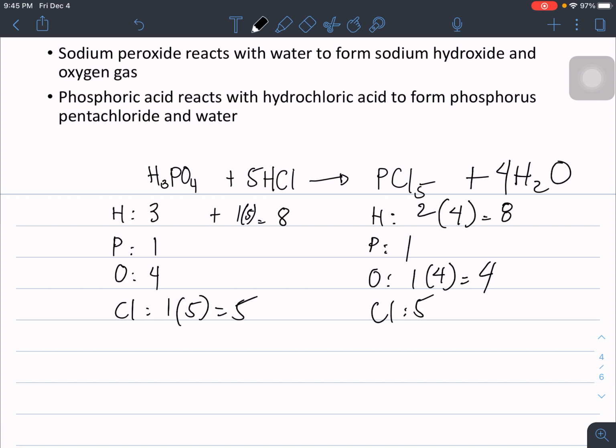Now, I have balanced chemical equation. So we have 8 hydrogens, phosphorus has 1, oxygen has 4, and chlorine has 5. So this is our balanced chemical equation.